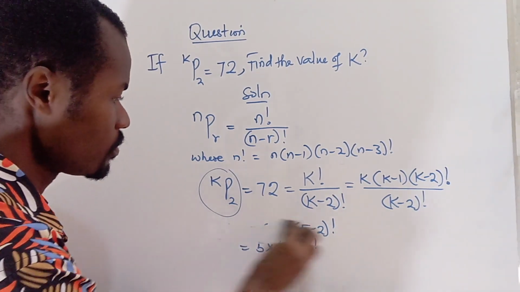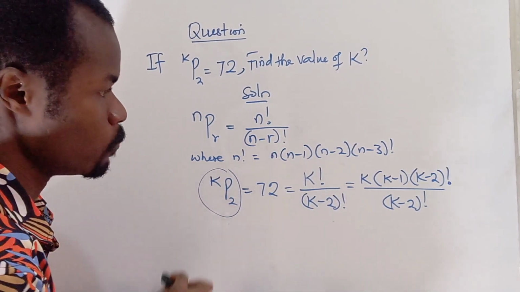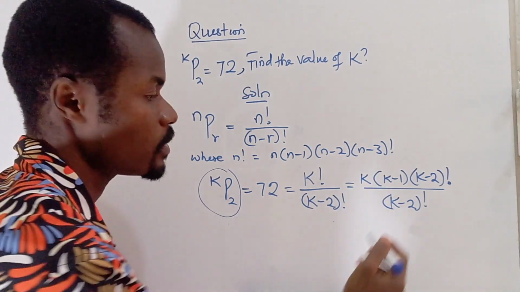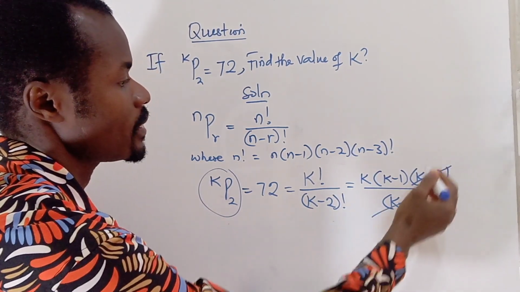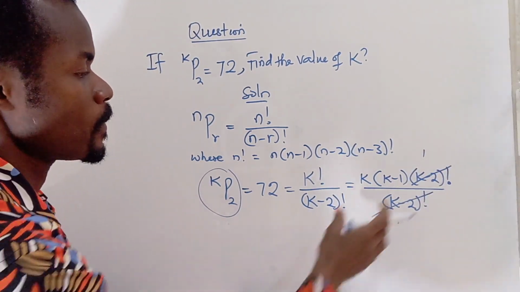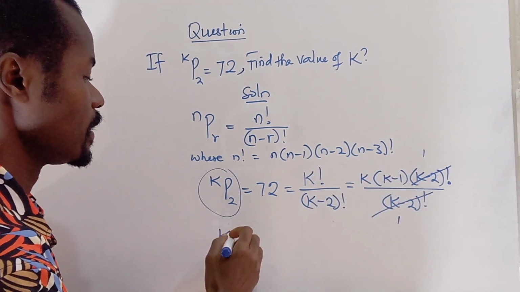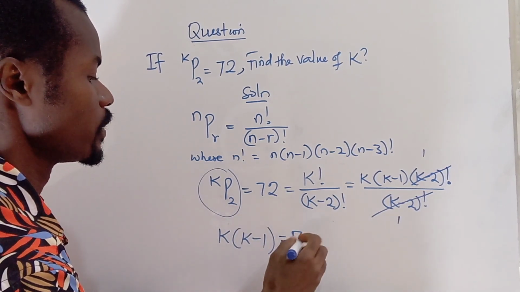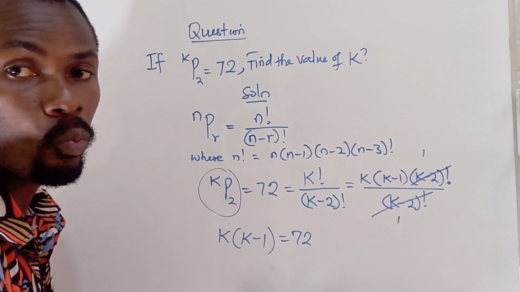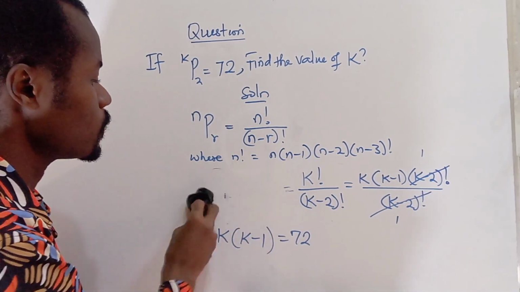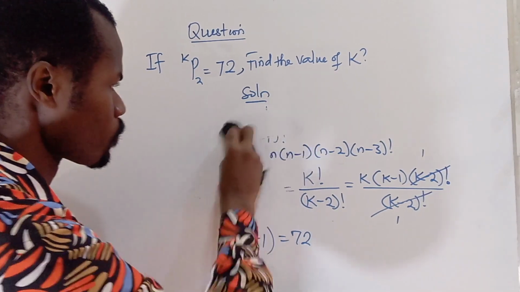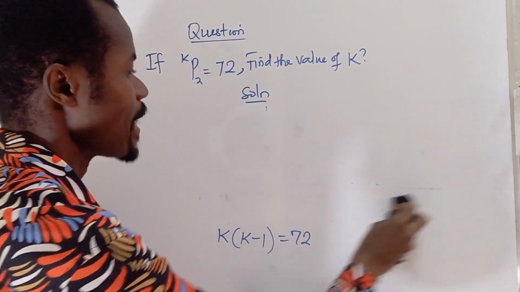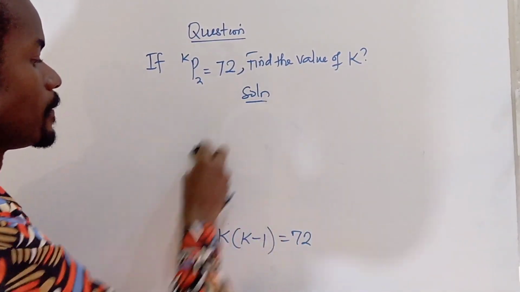Alright, so now we can simplify further. This will cancel out this, we have 1 over 1. So on this part we have k multiplied by k minus 1 is equal to 72. So we can now expand the bracket and solve for the value of k.